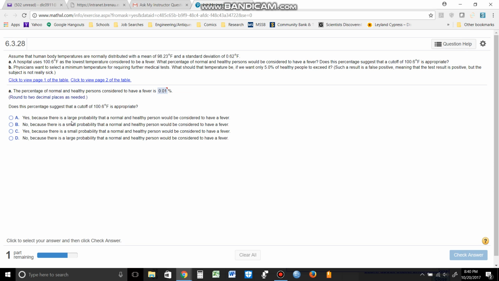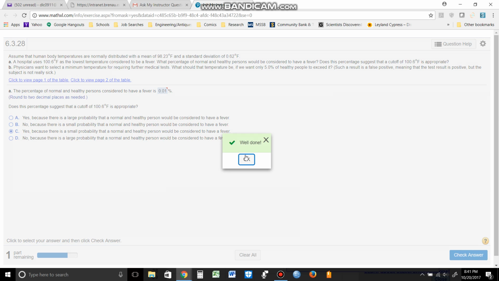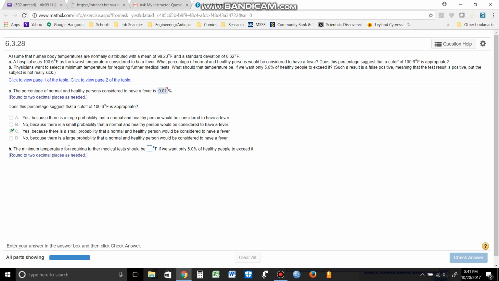Does this percentage suggest a cutoff is appropriate? Well, 0.01% is substantially smaller than 0.05. Okay, 0.05 is 5%. 0.01% is much smaller. So is this an appropriate one? I would say no, because there's a small probability, well, actually, excuse me, I would say yes, because it is a small probability of individuals actually having a fever.